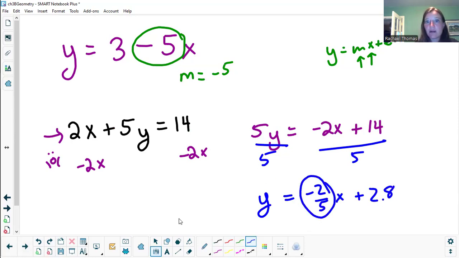The slope is the thing that is attached to the x, -2/5. So the takeaway here is that the slope in this equation form is the thing that is attached to the x when y is alone on one side of the equation. So you've got to take that first step of making sure that y is alone on that side of the equation.